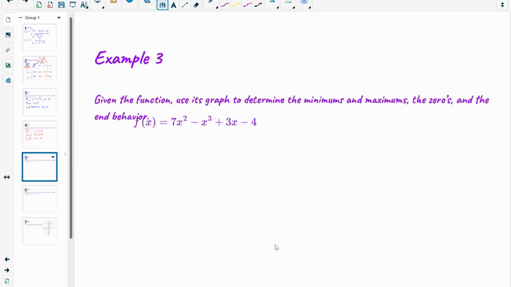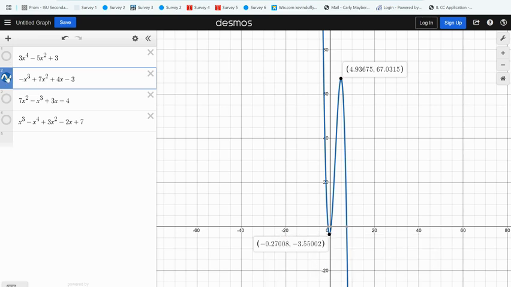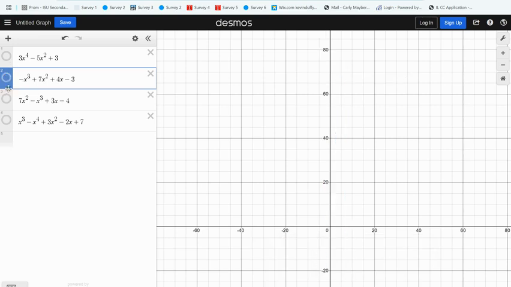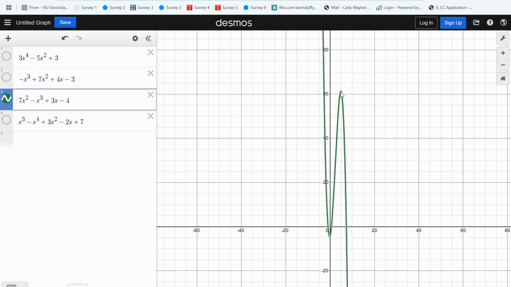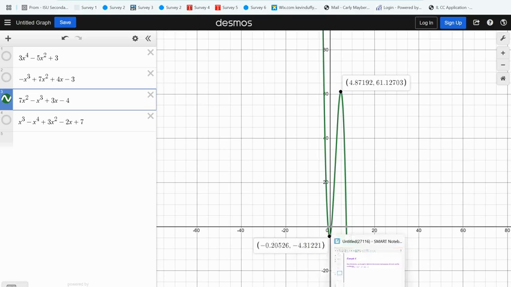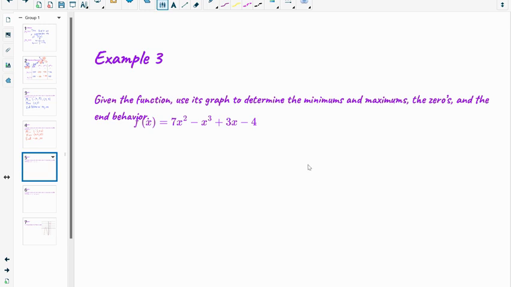Let's go ahead and work on the third one. Similar looking graph here. Different values. We got a relative minimum at (-0.2, -4.3). So a minimum at (-0.2, -4.3).